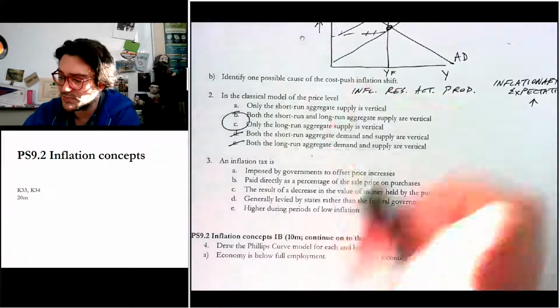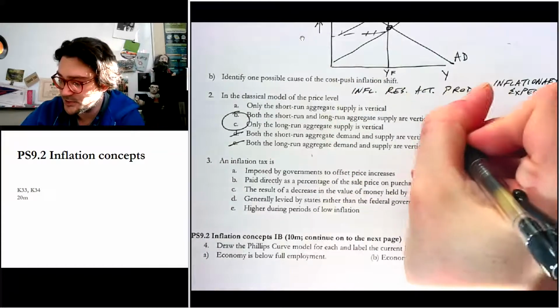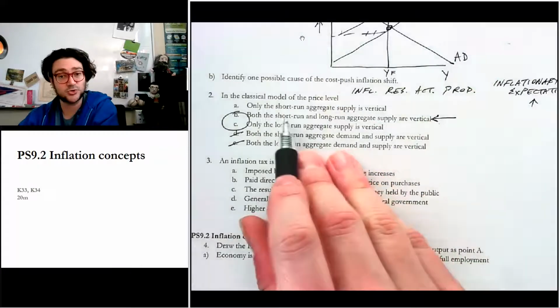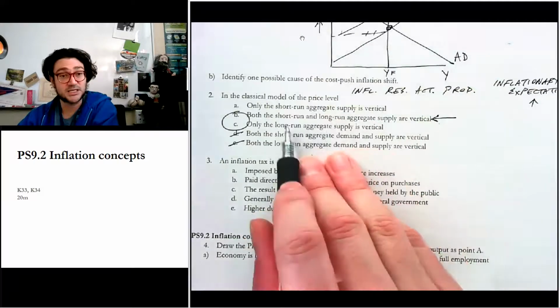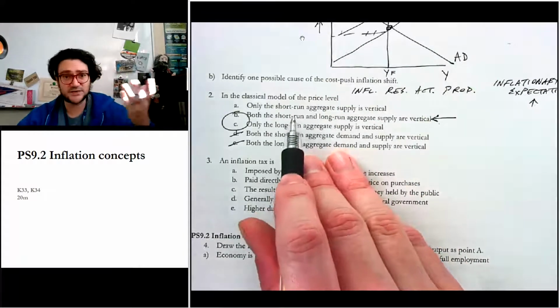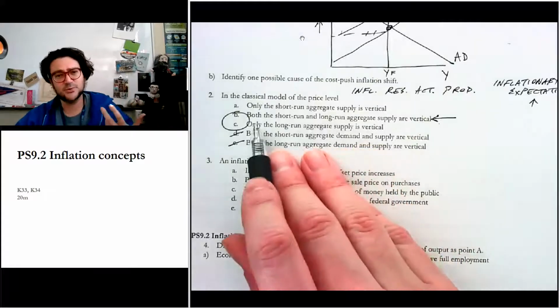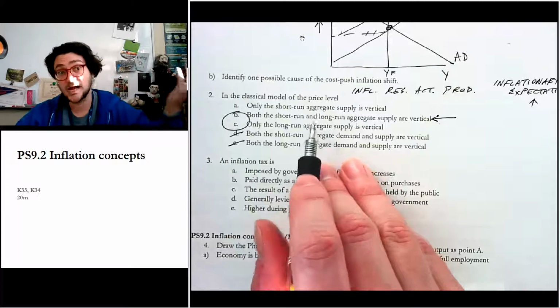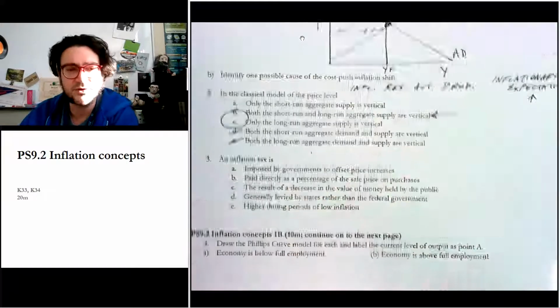So I think it's probably best, I'm going to double check that one doesn't appear on an exam, but I would say that this is probably our best choice, because the classical model is going to suggest that we don't have kind of a difference between these two. And when we say the word only the long run, I think it implies that the other kind is not vertical. So I would go with B on this one.